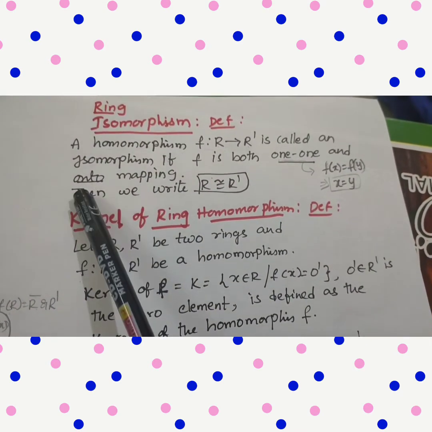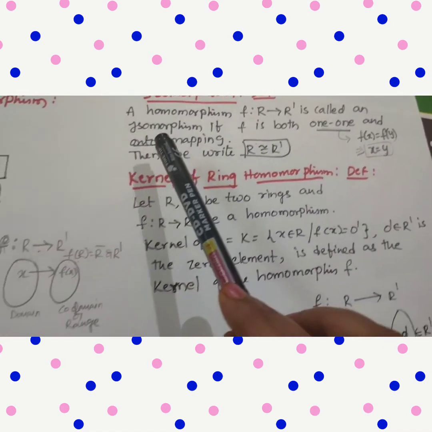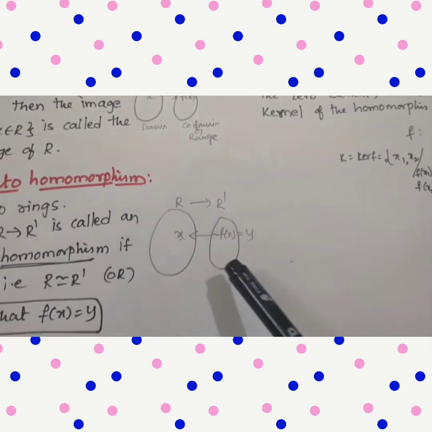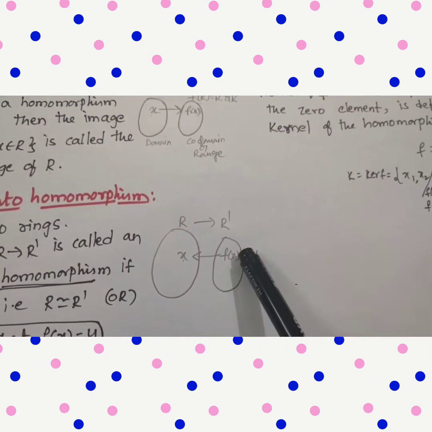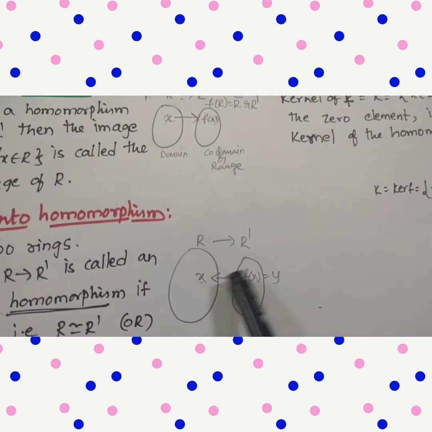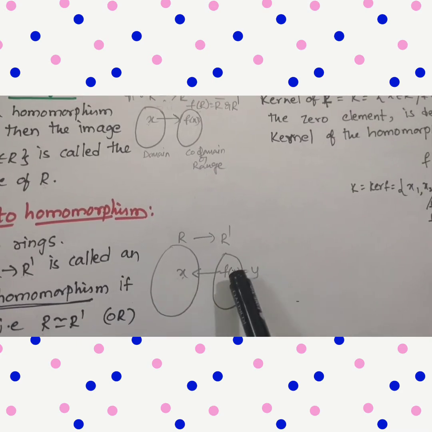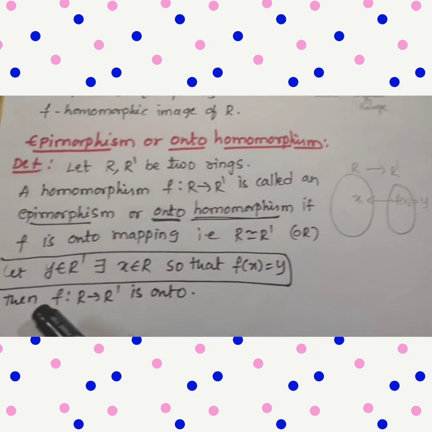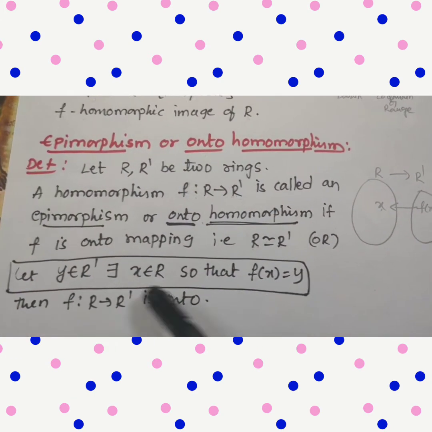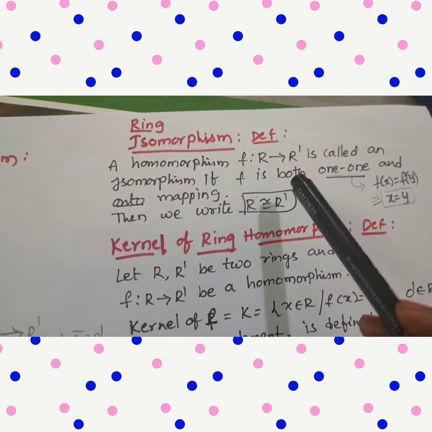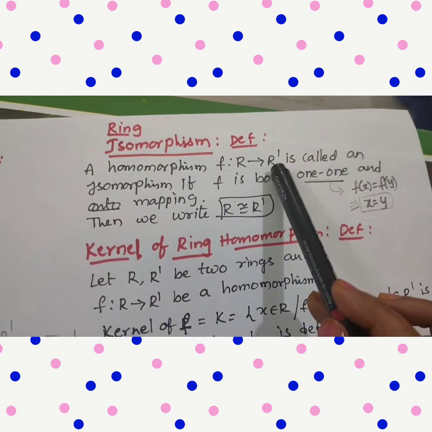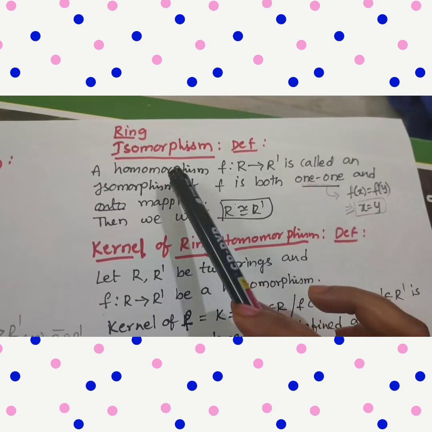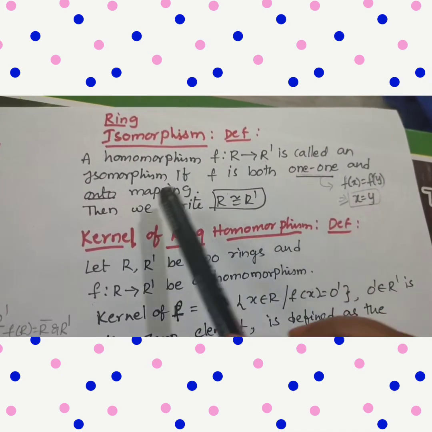When we say a function is onto, as we have just seen, for every codomain element there must be a pre-image. For every element of R dash there must exist a pre-image in R, which states this condition. So a set R is said to be isomorphic to R dash when it satisfies these conditions: it must be a homomorphism, one to one and onto.